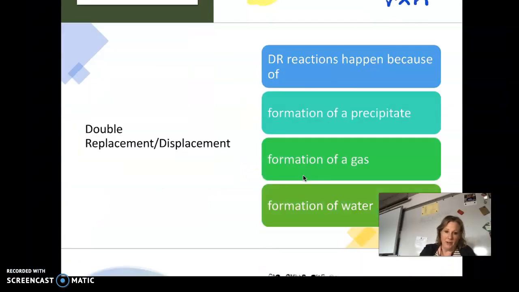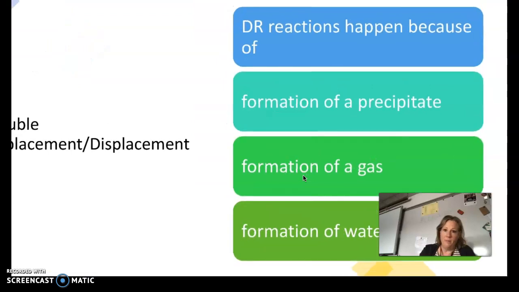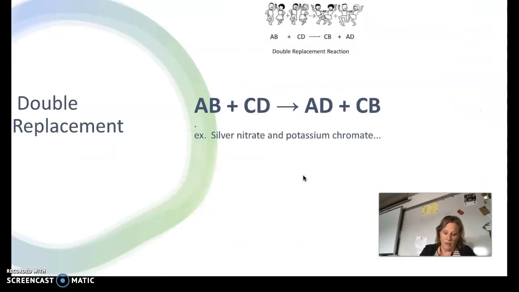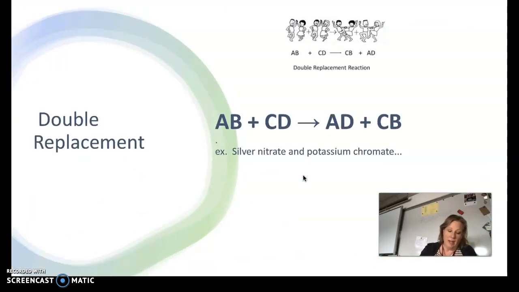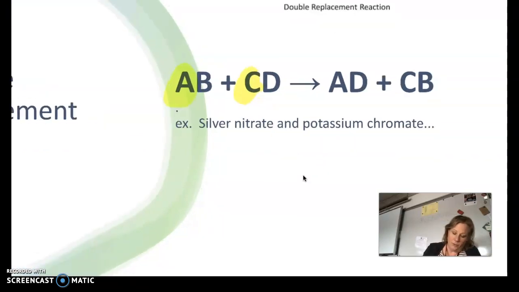Double replacement reactions, these happen, and there's 3 reasons why they do. 1 is the formation of a precipitate. 2 is the formation of a gas. Or 3, sometimes they form water. So when you do a double replacement reaction, I like to think of these metals. The metal would come first, so the A and the B are going to switch spots.